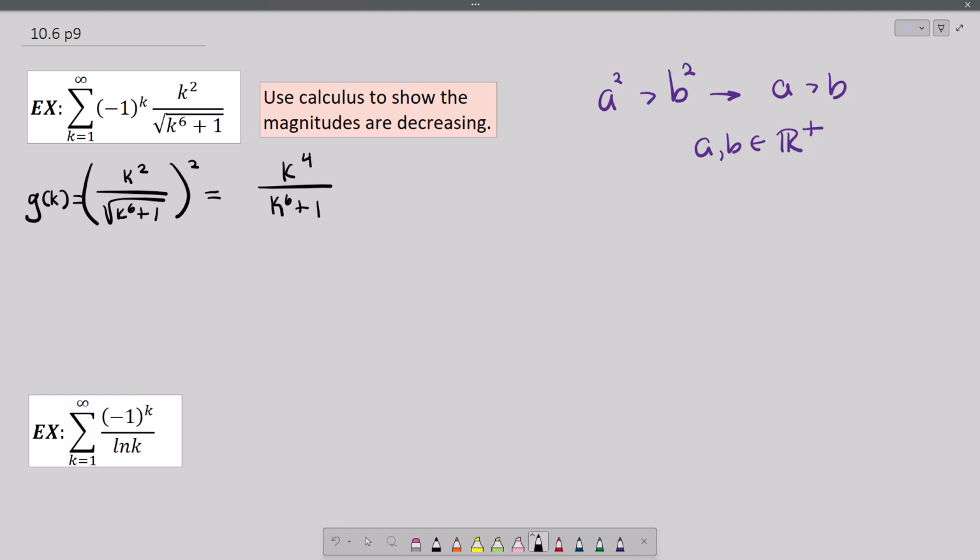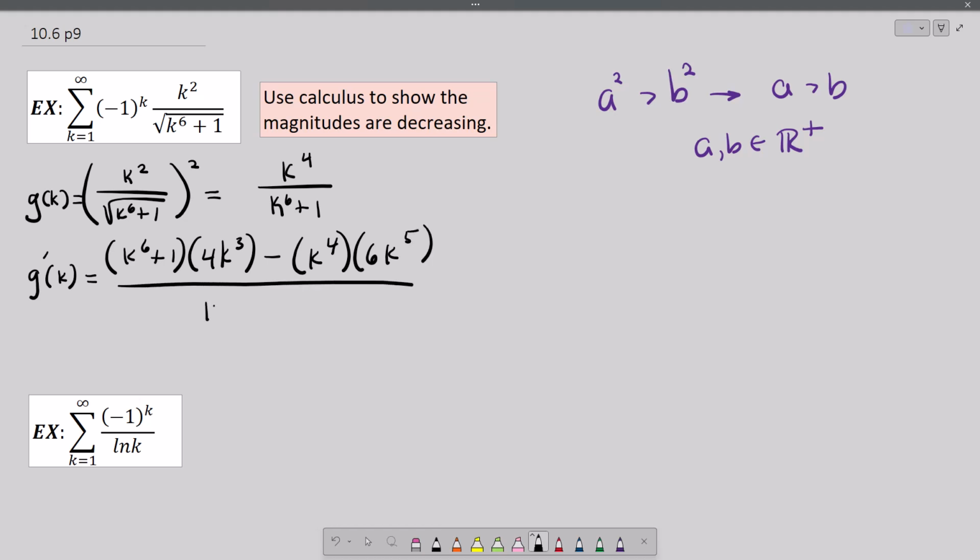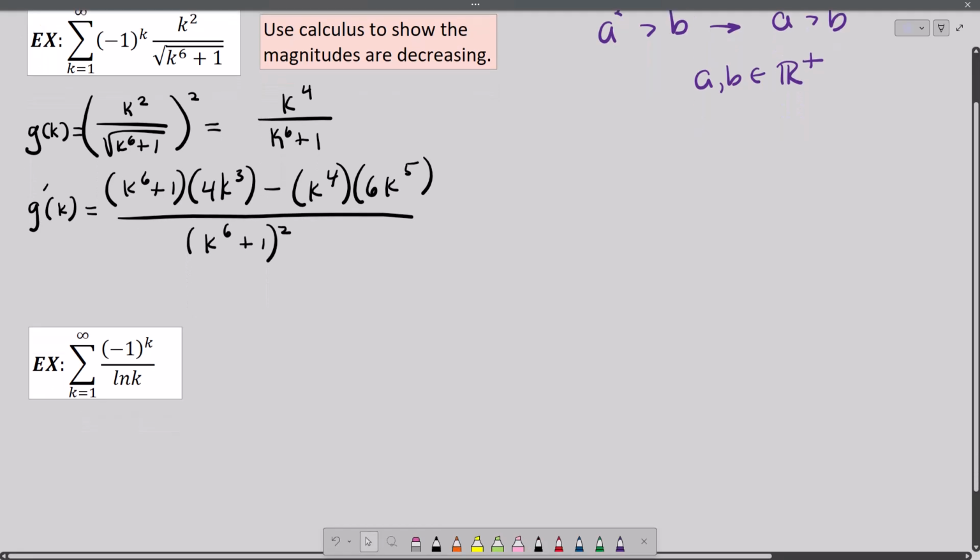Technically, k means discrete, and you shouldn't be taking derivatives of discrete, but we get a little sloppy in most of these books when we do this. But that's going to be a lot easier to take the derivative of, because there's no square root. So let's find the derivative. So g prime of k. The low d high is going to be much easier here. There's low, d high is 4k cubed, minus high, which is k to the 4th, d low is 6k to the 5, all divided by low squared. Everyone okay with that?